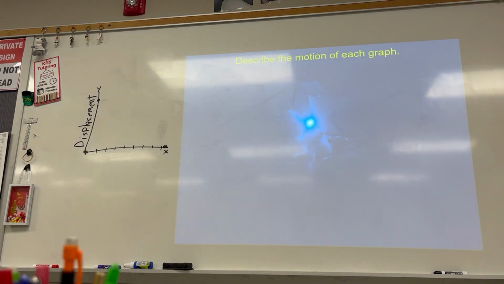Why do I have this slide twice? Okay, not moving. What would that look like? You're just staying in the same spot. Staying in the same spot, does time stop? No, time keeps moving forward, but you're not. My displacement is a flat line.